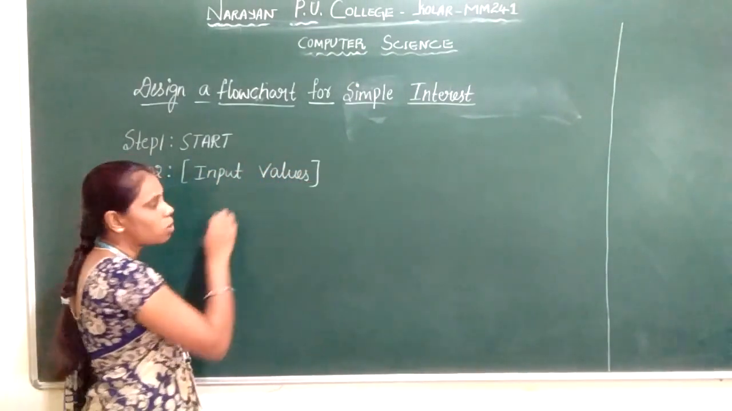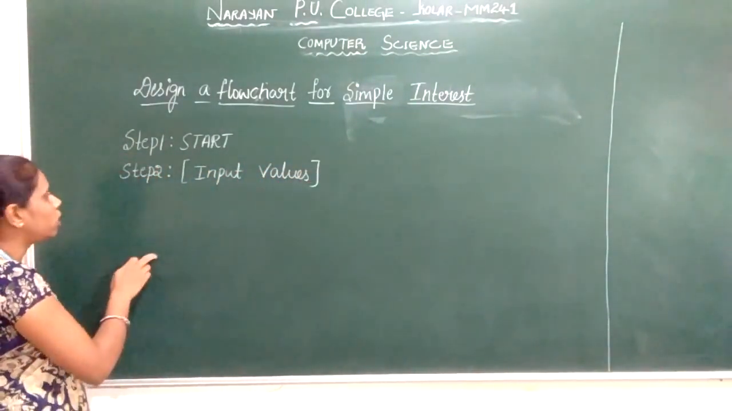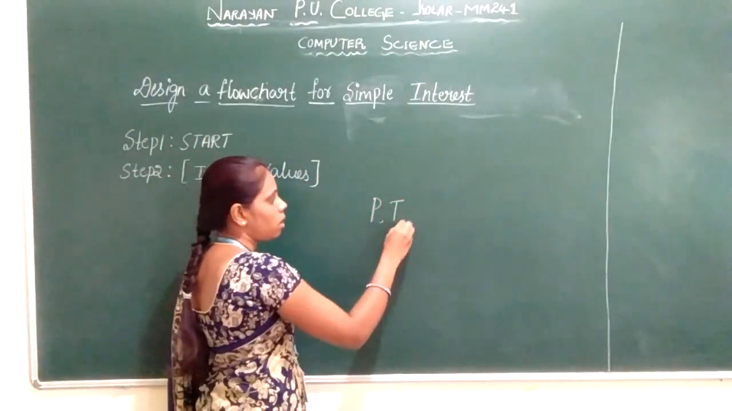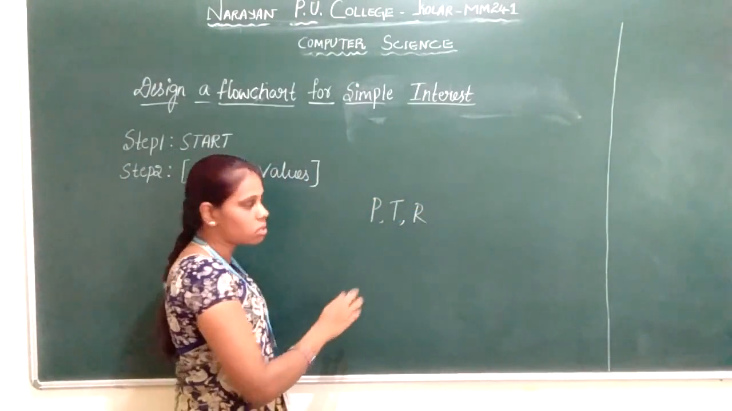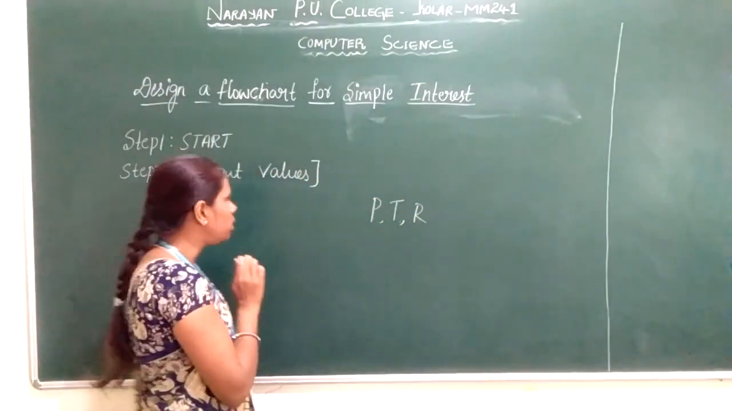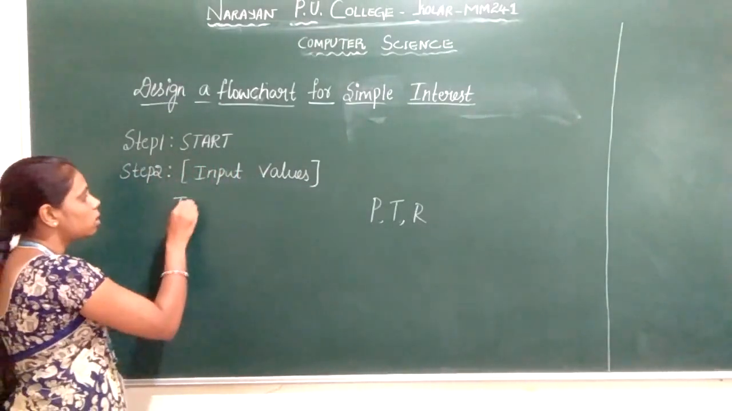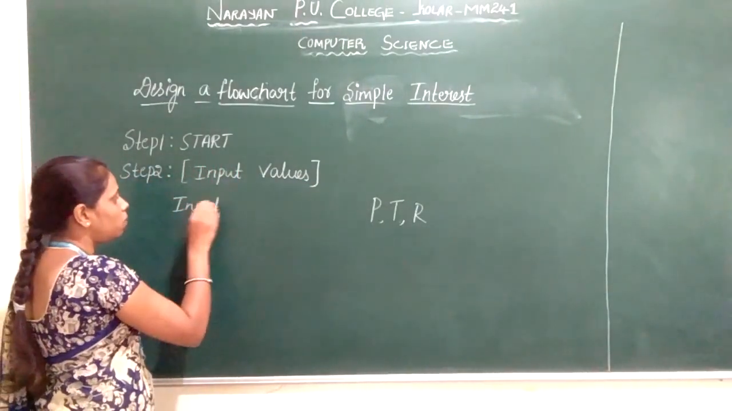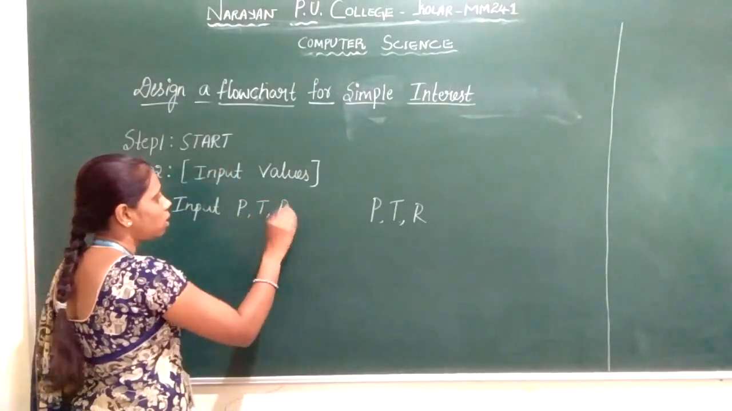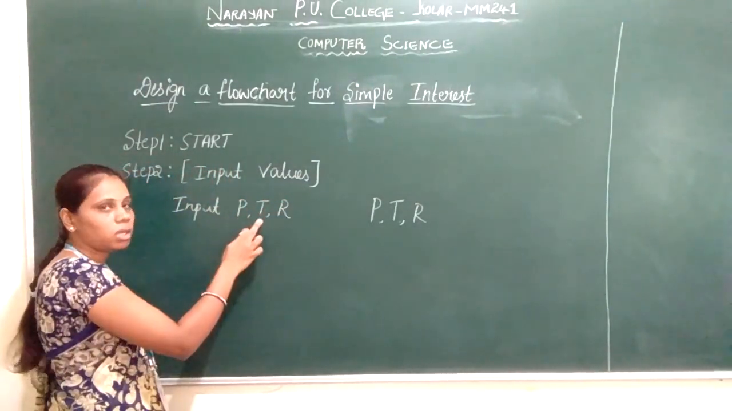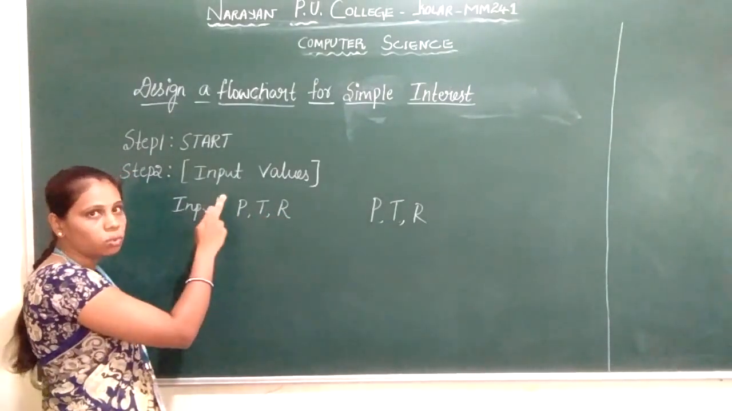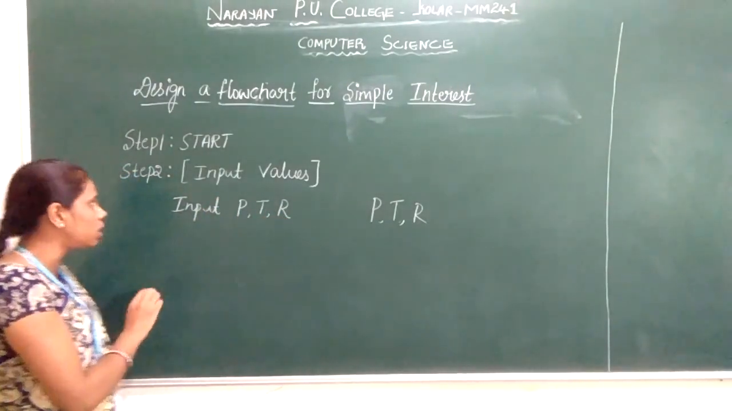See, what are the values or what are the inputs we need to give? We need to give principal amount, time and rate of interest. So these are the three values we need to input to calculate the simple interest. So now input P, T and R. So principal amount, time and rate of interest. These are the three variables we need to input to calculate the simple interest.